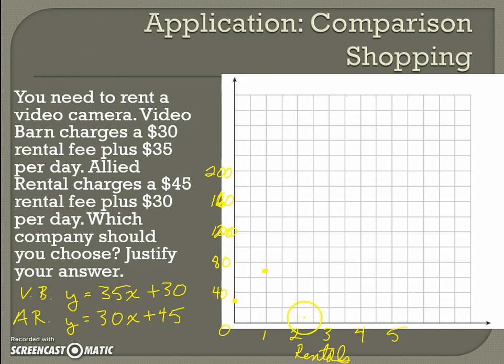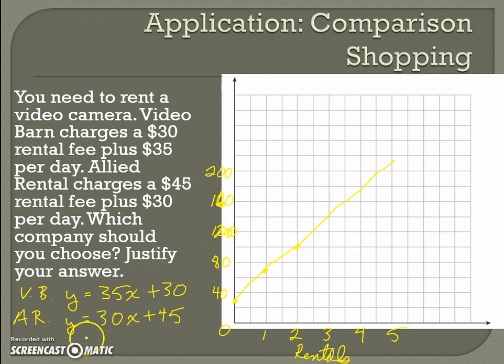Let's do 2 rentals just in case. So 2 is going to be 100. Right, so that's going to go right here. And we'll do our best with our line here. This is easier if you use a ruler.